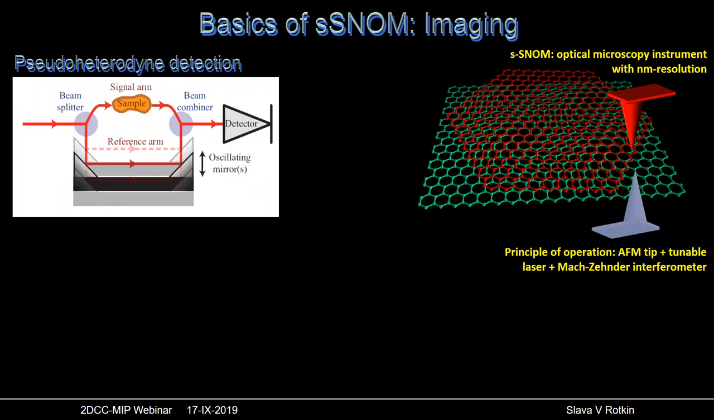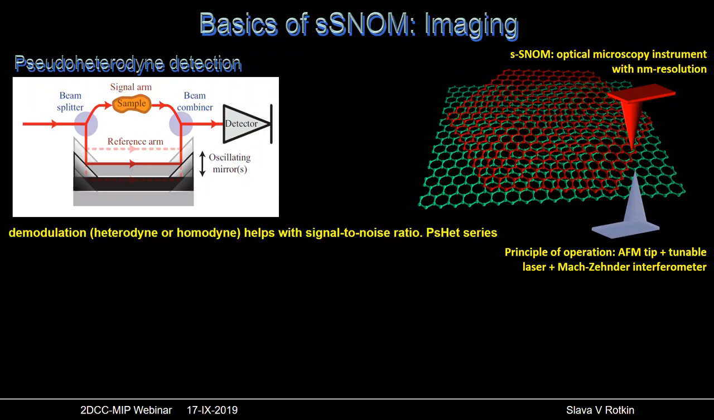In order to get even better signals and remove the background noise, we move from the homodyne detection, which I explained on the previous slide, to so-called pseudo-heterodyne detection. The pseudo-heterodyne detection is not very different from the homodyne detection. The major difference is that the reference arm, which is shown here, does not have a constant phase difference. Instead, the bottom mirror moves up and down. This oscillation of the mirror changes the phase, and by looking at the changing phase, we can do demodulation with a much higher signal to noise ratio.